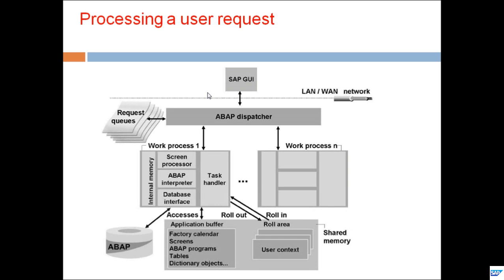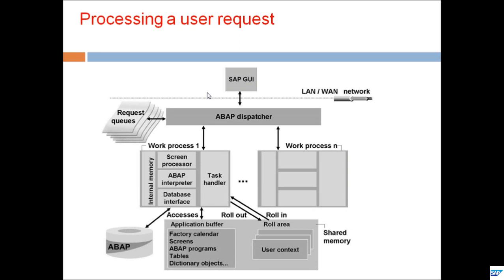So depending on the processing status of the screen flow logic, the dialog work process is selected by the dispatcher, okay, then it performs a rolling in of the user context first. That is the data that contains the current processing status of the running program, as well as the data that characterizes the user, is made known to the work process. So what the work process will do then, it will process the user request, which may involve, for example, requesting data from the database, right, or from the buffers in the shared memory.